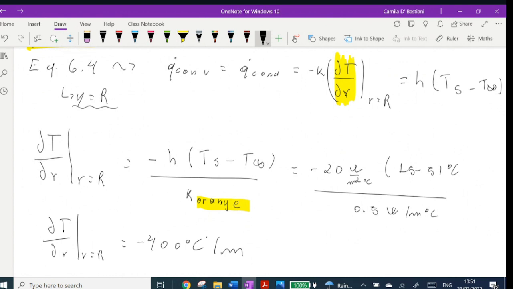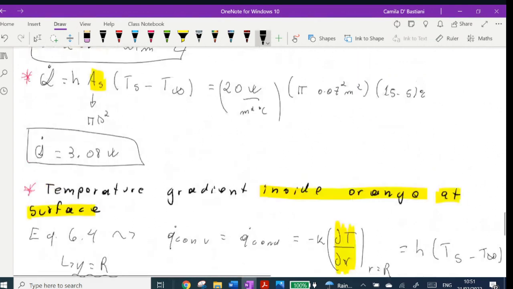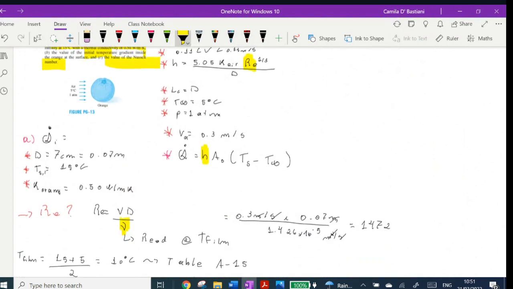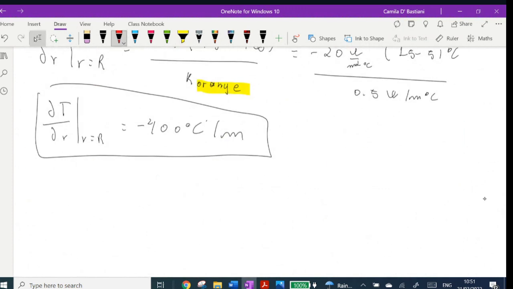Okay. And the last part of the problem asks us to find the value of the Nusselt number, our old friend. So our Nusselt number is going to be hD divided by k. Now, when we talk about the Nusselt number, it is related to a fluid. So the k for the Nusselt number is the k for the air. I can't use the k for the solid. The Nusselt number is related to a fluid.